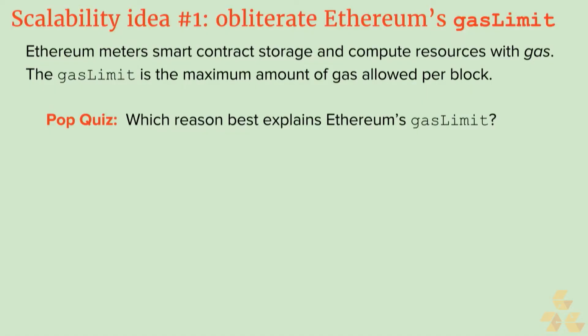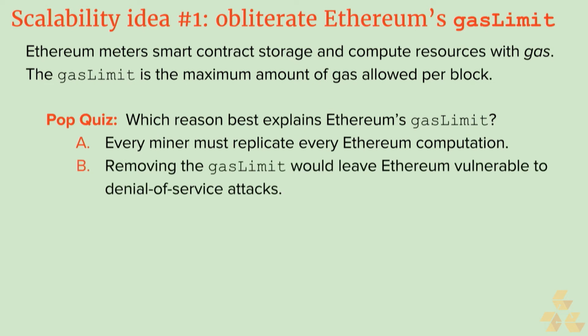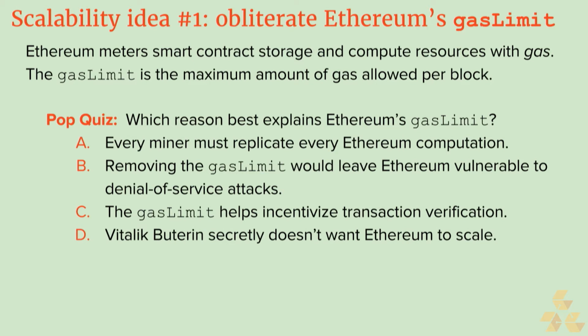So here's the quiz. Why do we have the Ethereum gas limit? Which of the following reasons best explains it? Option A, every miner must replicate every Ethereum computation. Option B, removing the gas limit would leave Ethereum vulnerable to denial of service attacks. Option C, the gas limit helps incentivize transaction verification. Option D, Vitalik Buterin secretly doesn't want Ethereum to scale. Well, I think we can quickly rule out option D because it's not a secret anymore.